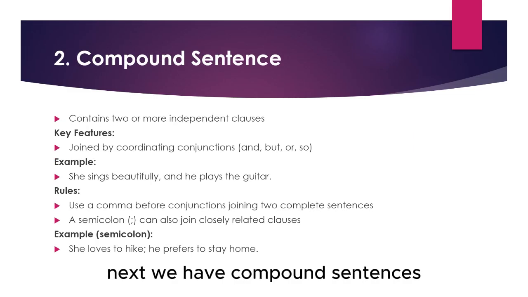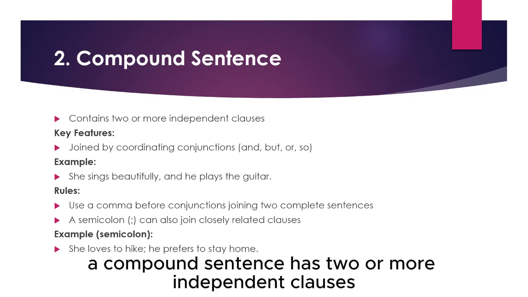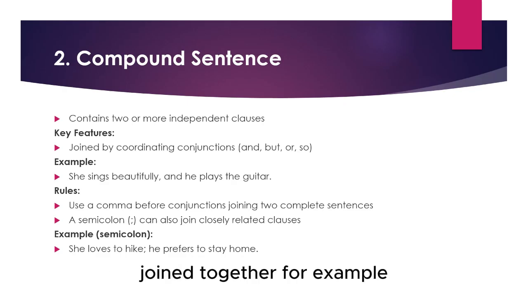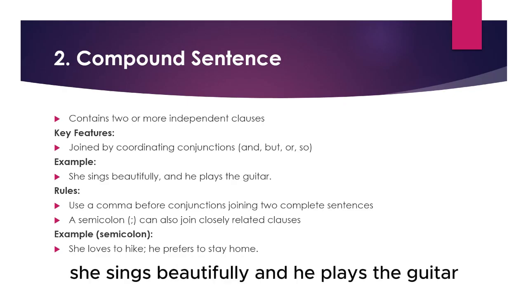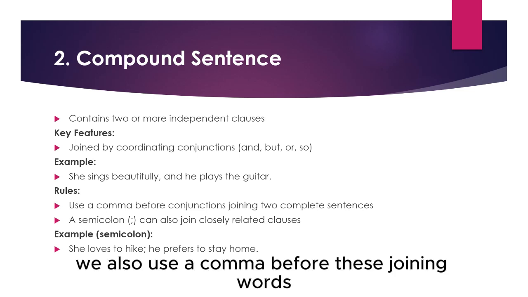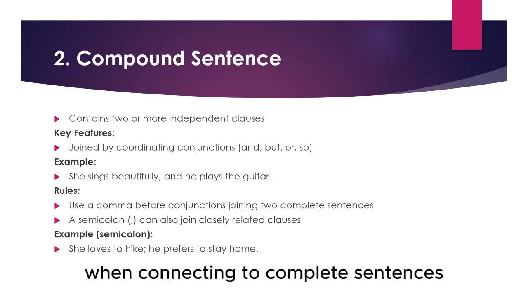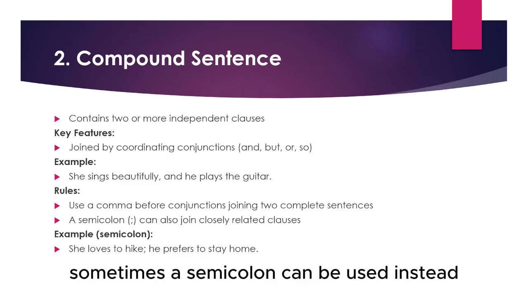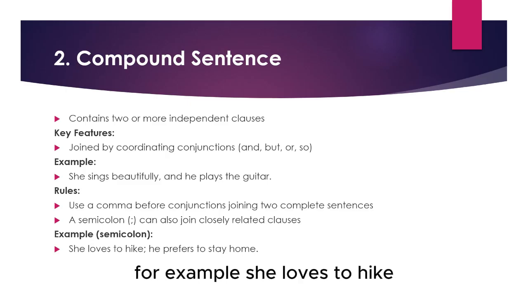Next, we have compound sentences. A compound sentence has two or more independent clauses joined together. For example, she sings beautifully, and he plays the guitar. We usually use words like and, but, or so to join these clauses. We also use a comma before these joining words when connecting two complete sentences. Sometimes a semicolon can be used instead. For example, she loves to hike; he prefers to stay home.